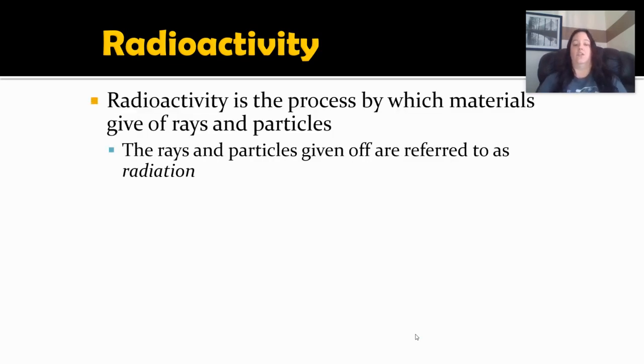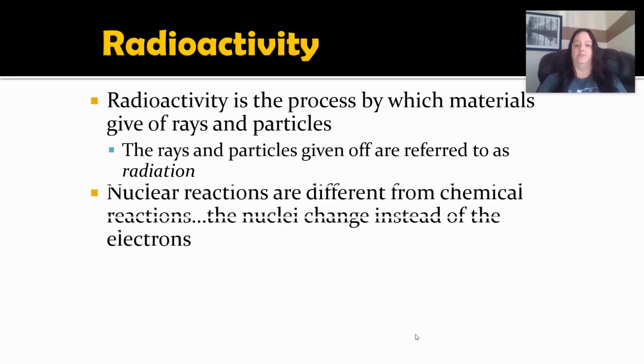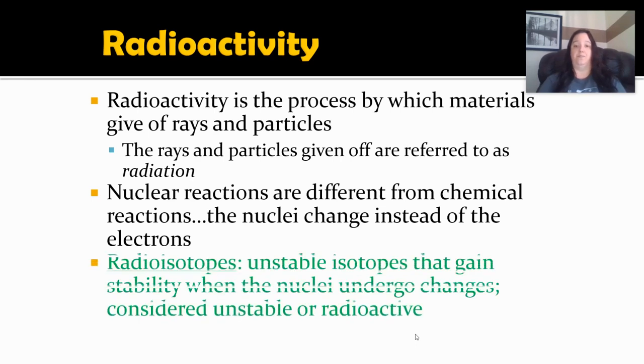All right, so let's talk about what radioactivity is. Elements are going to undergo breakdowns, and they're going to give off rays and particles when they do that. The rays and particles that are given off are referred to as radiation. Nuclear reactions, though, are different than chemical reactions. If you remember, in chemical reactions we were talking about the electrons, how the electrons pair up and bond to form compounds, which then led us to equations. But nuclear chemistry is different, and radioactivity especially, because we're talking about the change in the nucleus, the nuclei change, which means there's going to be a change to the protons and neutrons this time instead of the electrons.